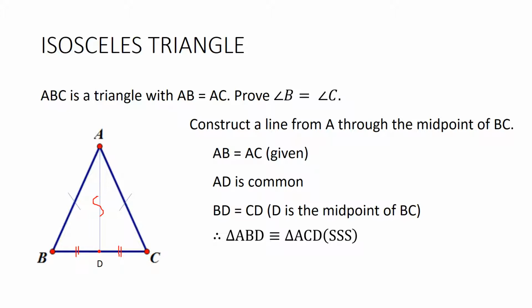Reason: side, side, side. Now, once we've used congruence to prove that two triangles are congruent, remember how I said there are 6 facts before, 3 angle pairs and 3 side pairs? We've used 3 here, but as soon as we've proven congruence, all of the other facts are suddenly true. So we've used the 3 sides, but now we know that this angle would have to equal this angle. And so our last stage of our proof will be to write, therefore angle B is equal to angle C. Reason: corresponding angles in congruent triangles are equal.